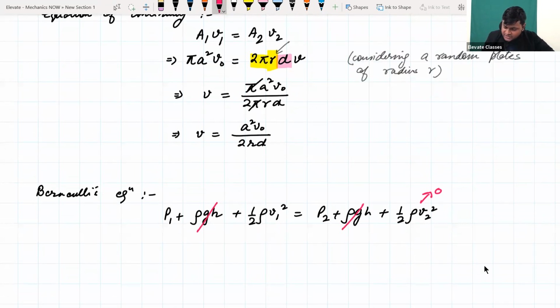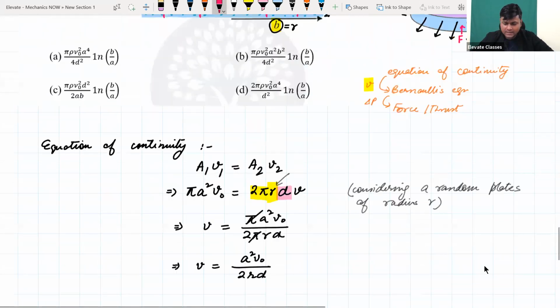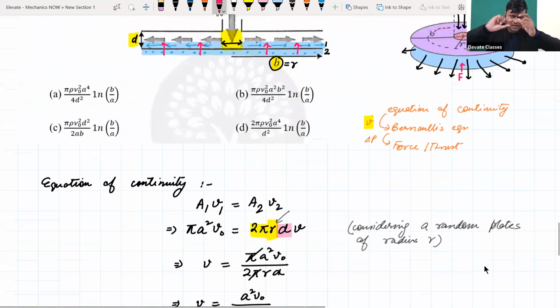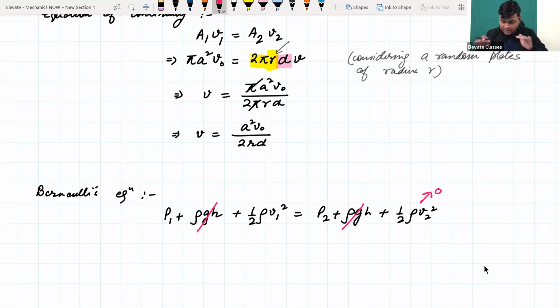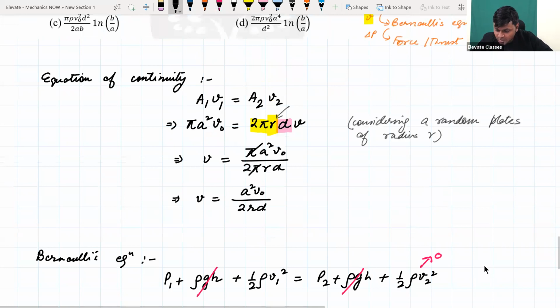Rho gh and rho gh will get cancelled out, because if I look at a very infinitesimal layer of fluid above and below it, there is not much difference in the gravitational pressure. The only difference, even if there is, is very negligible compared to the difference that arises out of the v square term. So where is the velocity greater? In v1 the velocity is greater.